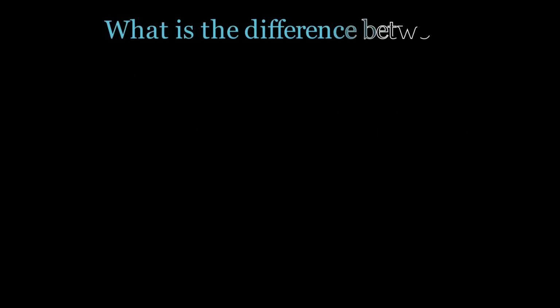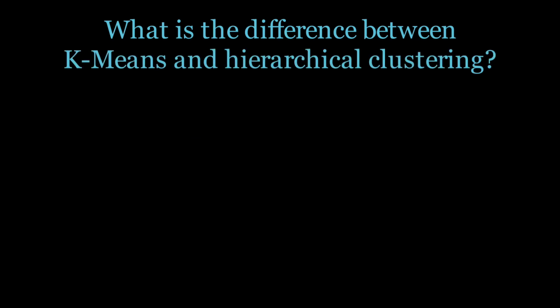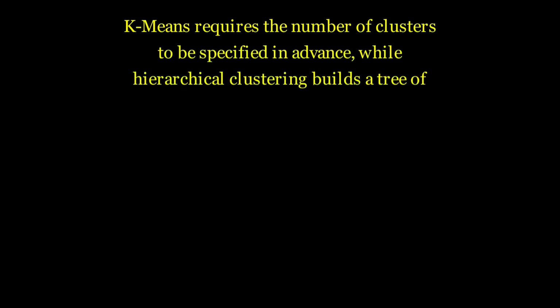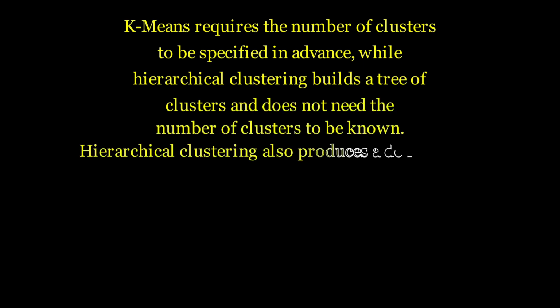What is the difference between K-means and hierarchical clustering? K-means requires the number of clusters to be specified in advance, while hierarchical clustering builds a tree of clusters and does not need the number of clusters to be known. Hierarchical clustering also produces a dendrogram to visualize the data structure.